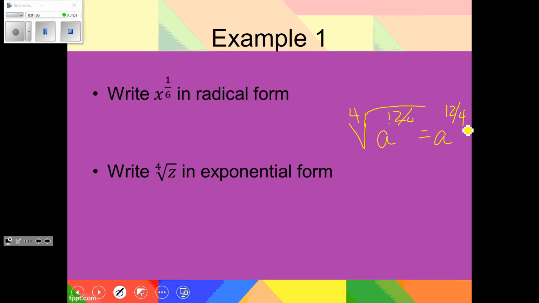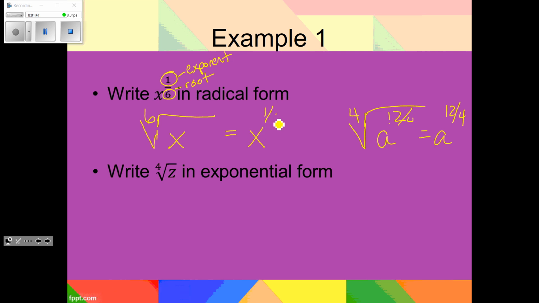Same thing over here. So what root are we referring to when it is x to the 1/6 power? This is the 6th root. So your denominator is your root, and this is x to the 1st power. So your numerator is your exponent. And that's it. I need you to understand that in exponential form, it is known as x to the 1/6 power, but that is the same thing in radical form of saying the 6th root of x.